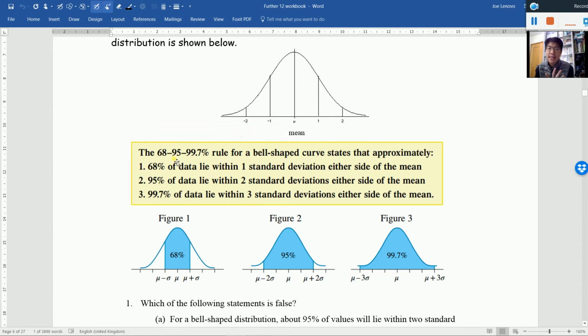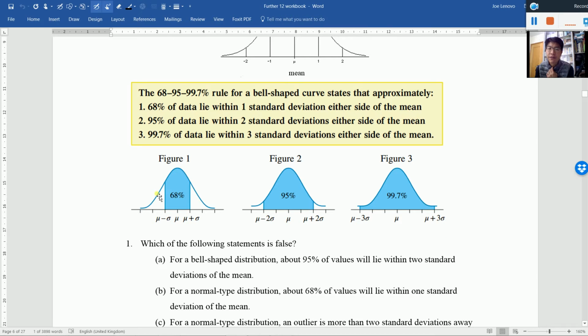This is the 68, 95, and 99.7 rule. In this bell curve, you set up the first region from the mean minus 1 standard deviation all the way to the mean, then on to the mean plus 1 standard deviation. This is 68% of the whole shape. So if the whole bell shape is 100%, 68% of the area would be covered between -1 standard deviation and +1 standard deviation.